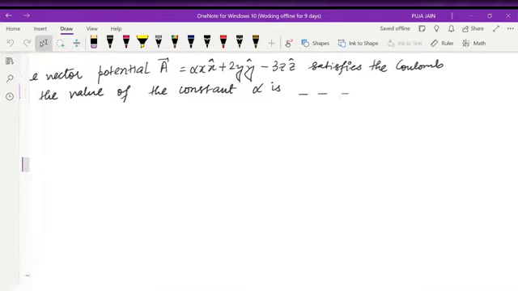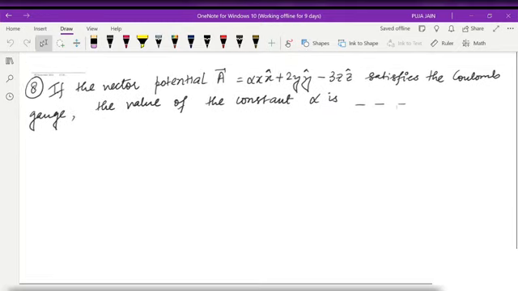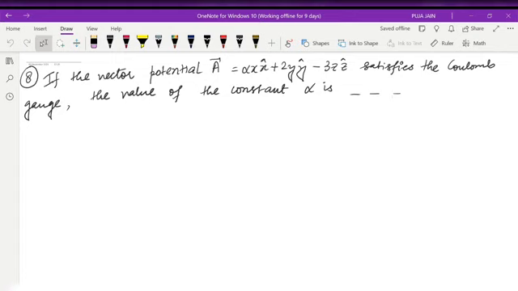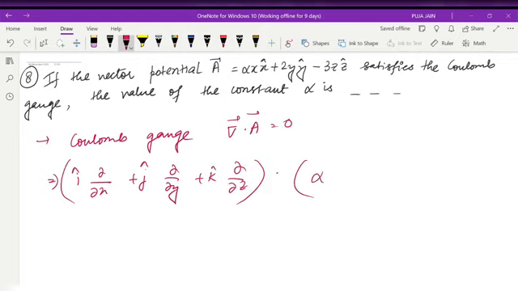What they have said: if the vector potential A satisfies the Coulomb gauge, the value of the constant alpha is. Okay, so you need to know that for the Coulomb gauge the condition is del dot A equals 0. Okay, just now we have to do the calculation. Del dot A is what? Alpha x, here x cap means i cap.